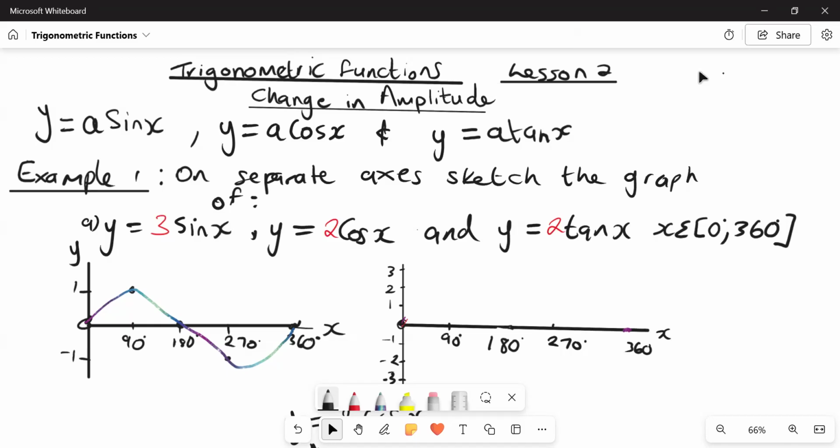Obviously we'll be focusing on change in amplitude, shifting trigonometric functions up or down, and how to interpret the graphs, right? Grade 10 level, right?